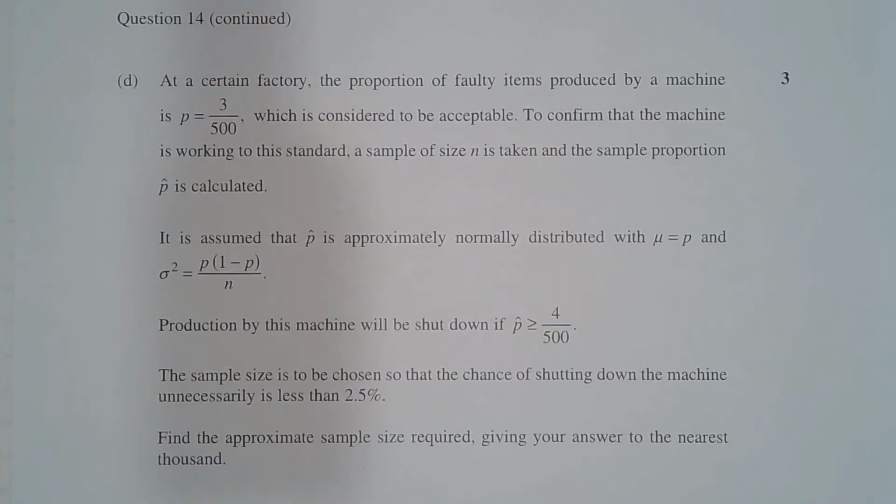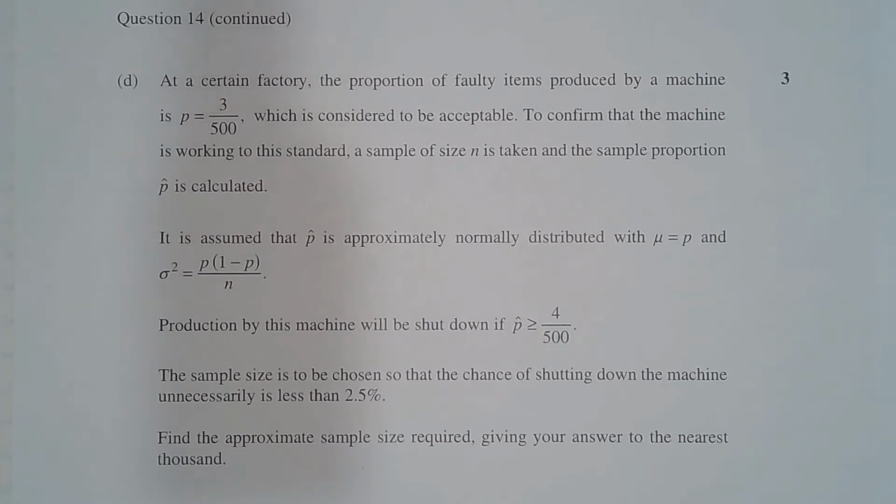Question 14d. At a certain factory, the proportion of faulty items produced by a machine is P equals 3 over 500, which is considered to be acceptable. To confirm that the machine is working to this standard, a sample of size n is taken and the sample proportion P hat is calculated.